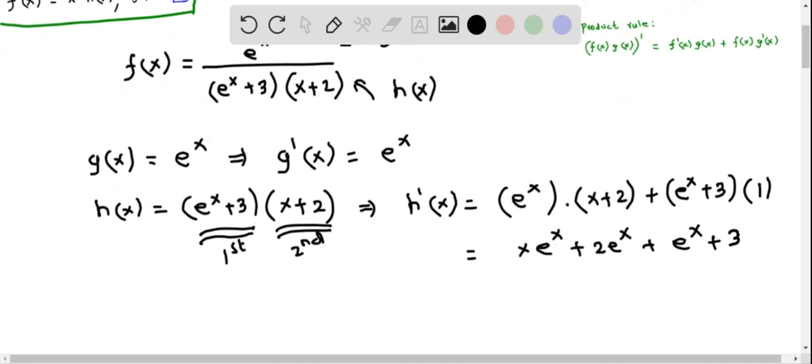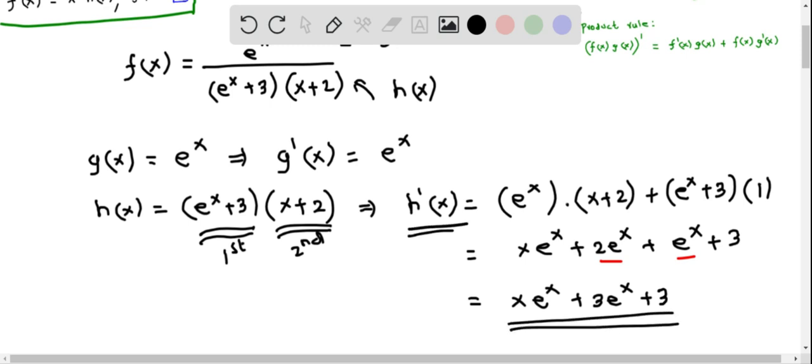Now we can simplify this further. So we have x times e power x, and these two are like terms, that is 2 e power x plus e power x. This equals 3 e power x plus 3.